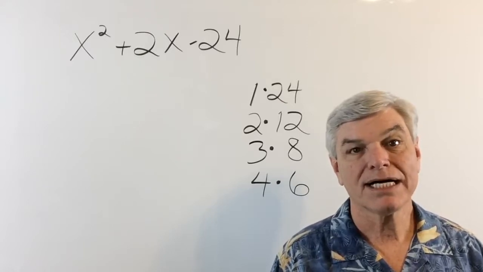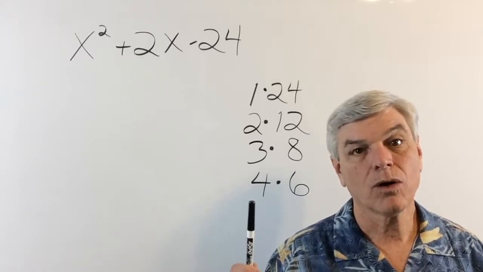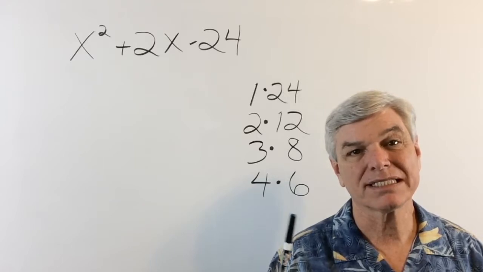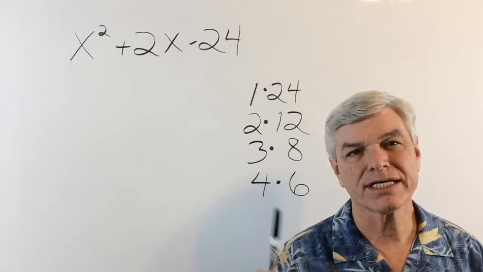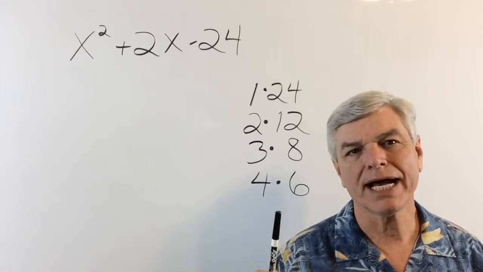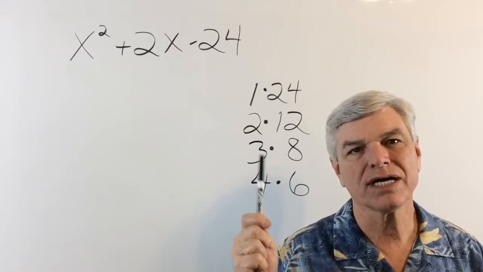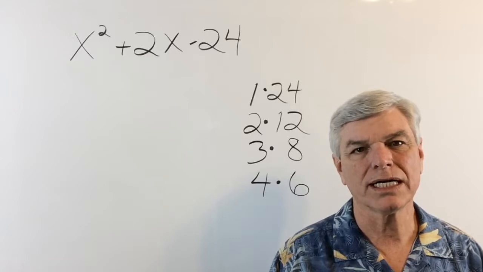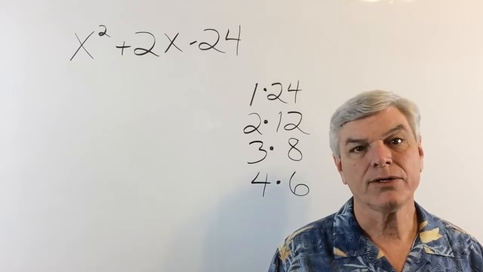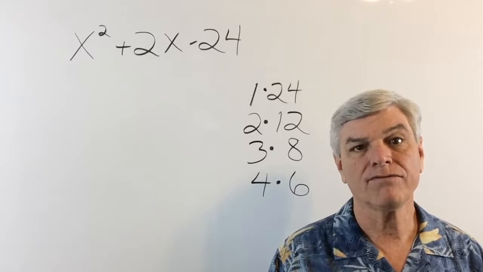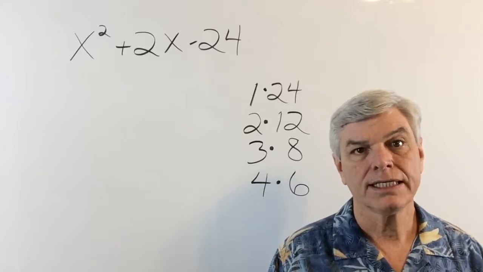Now I say our last possibility, because after 4, what would be next? 6, but that would be 6 times 4, and that's just the reverse of this. And then we'd just be going backwards, doing 8 times 3, and then 12 times 2 and 24 times 1. All we're trying to do is get different numbers, and these are the only 4 possibilities.